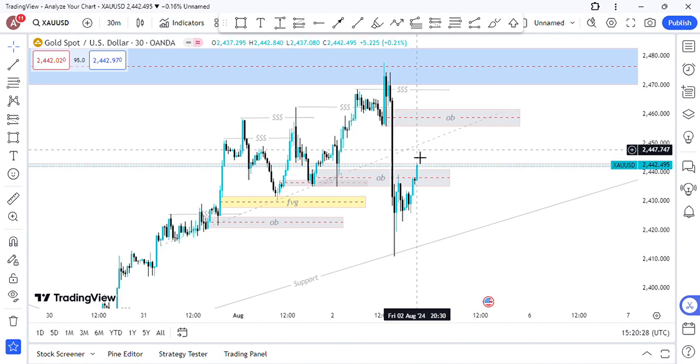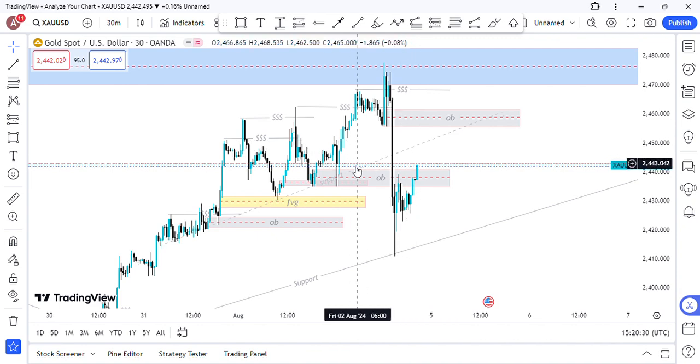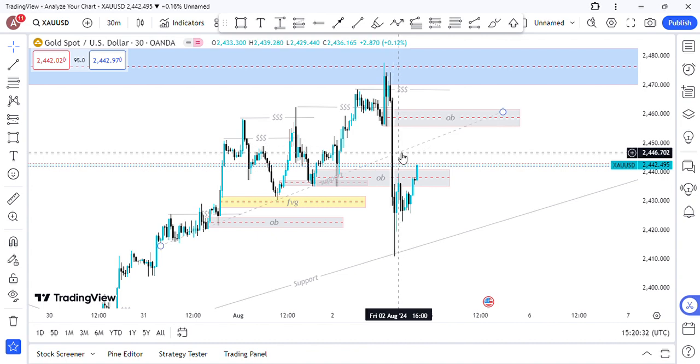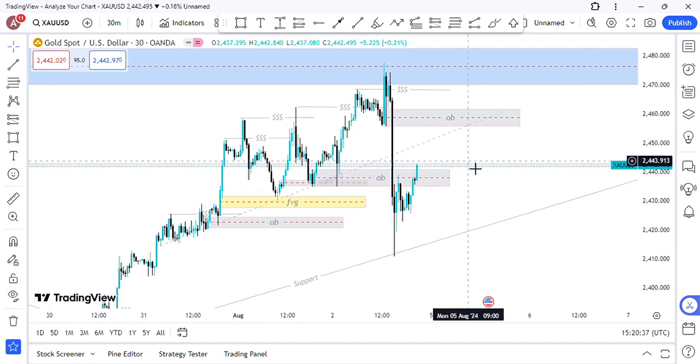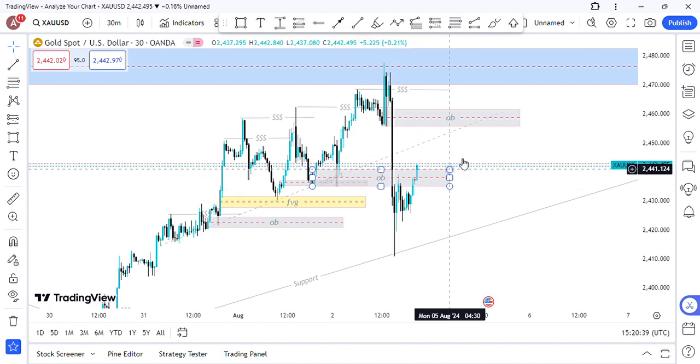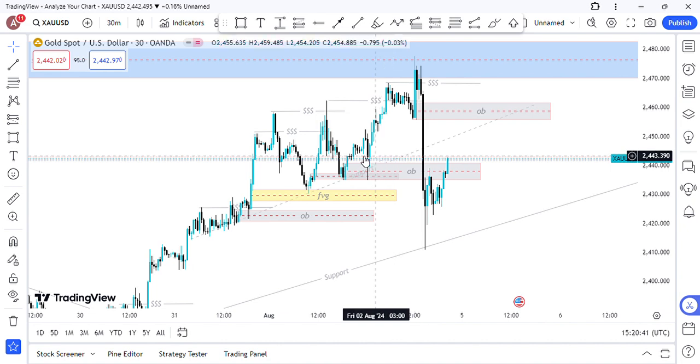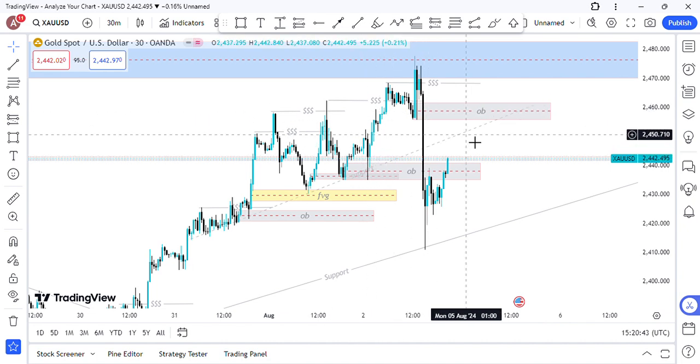Okay? You have to pay attention to the support. Your support must be touched. So when price touches the support, you buy. You see, there is a gap. There is an order block here, but the market didn't respect it and broke through. So let's see why the market didn't respect this order block and it broke through.